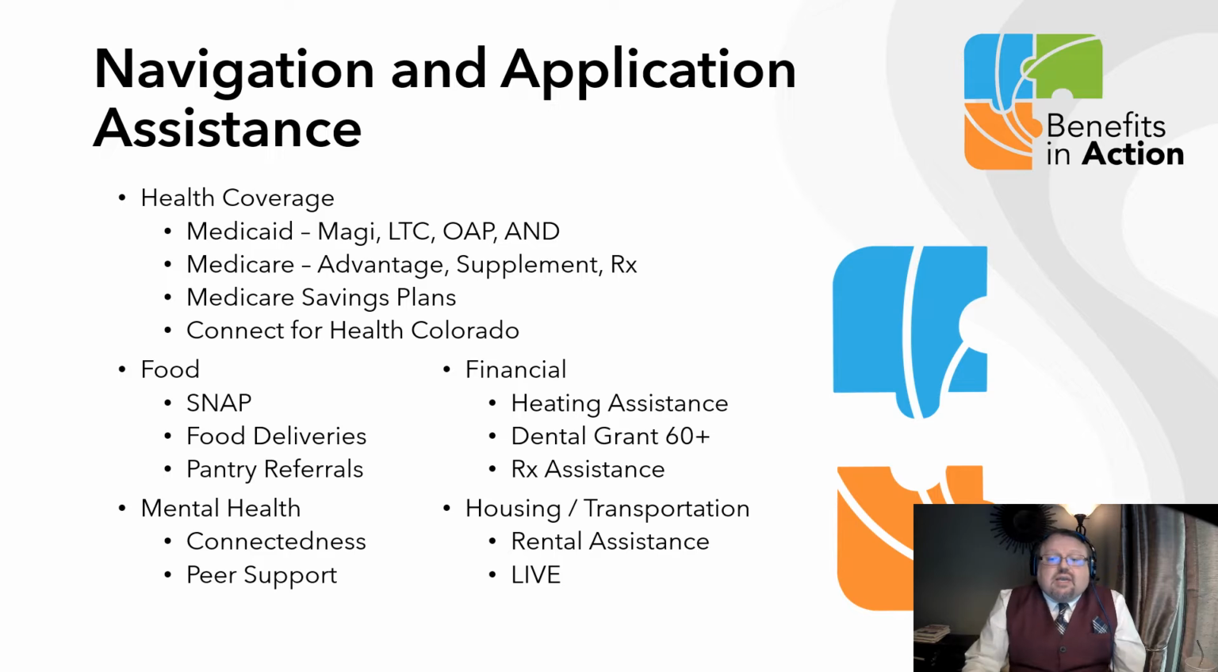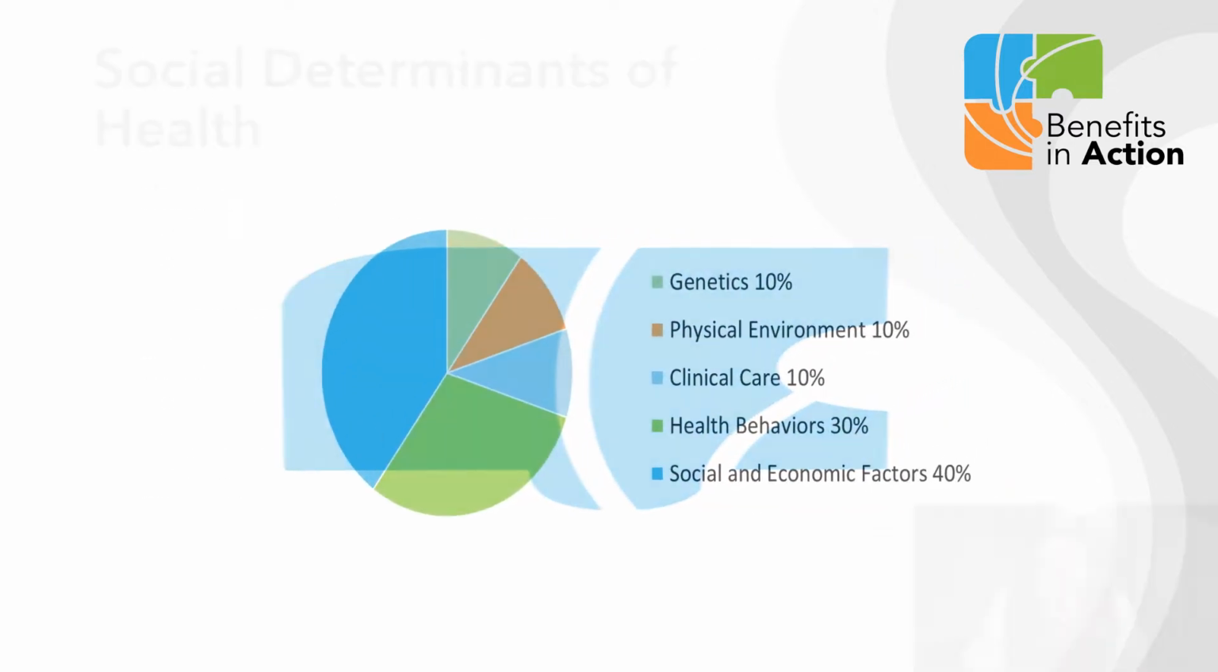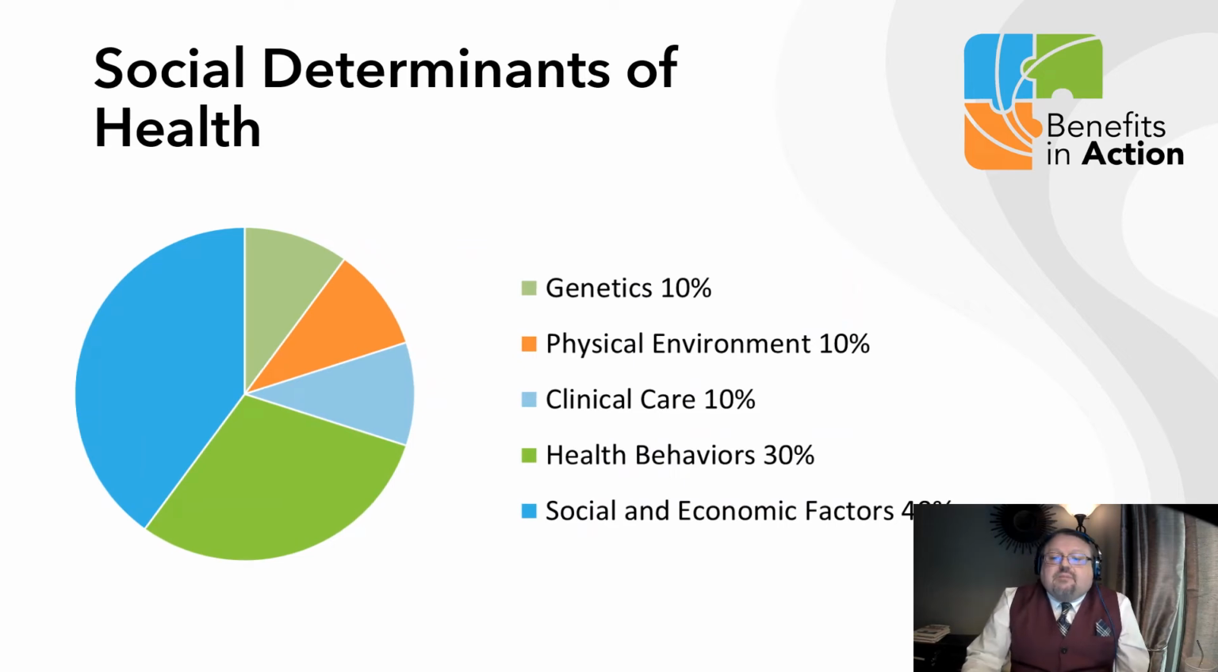As you can see here, we have a huge number of different programs that we provide assistance, navigation, and application assistance for. It is our hope that by addressing some of the social and economic factors that represent the largest portion of the social determinants of health, we can affect by spillover some other of these social determinants like health behaviors, clinical care, and the physical environment.